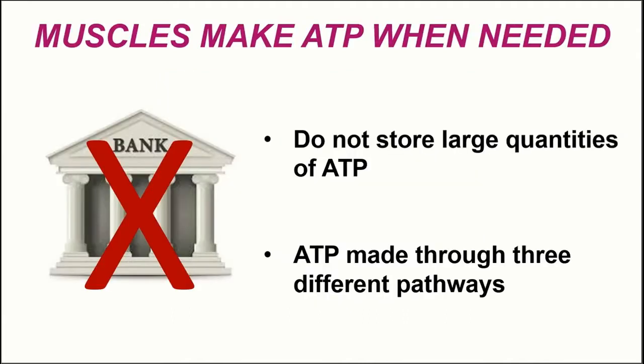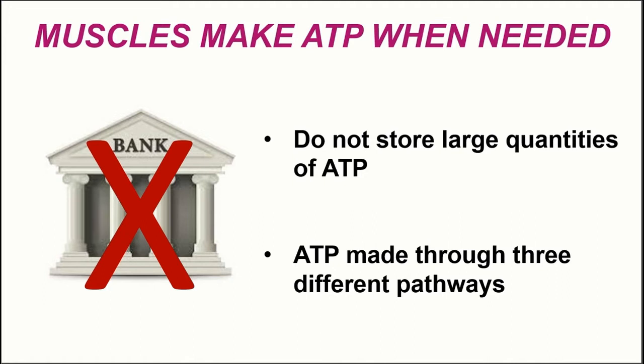So it turns out that muscles only make ATP when it is needed. That is, muscles don't tend to store large quantities of ATP and then just use it from that, essentially that bank or that storage of ATP. So muscles are not banks of ATP.